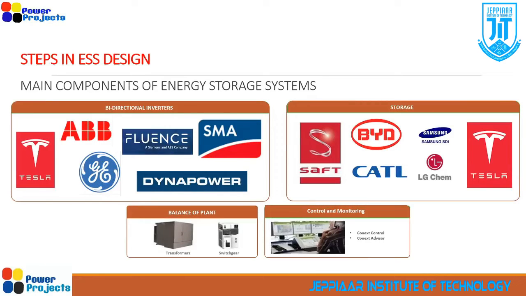So what are the equipment which are there in the energy storage? Probably if you have seen the single line diagram, you have seen there is a PCS, there is a bidirectional inverter, then there is a battery, right? The bidirectional inverter is the first device, which is a predominant device for your energy storage systems. A few manufacturers of the bidirectional inverter are given here: Tesla, ABB, GE, Fluence, Dynapower, SMA, right?